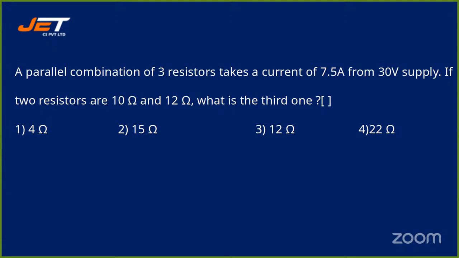So a parallel combination of 3 resistors takes a current of 7.5 amperes from 30 volts supply. If 2 resistors are 10 ohms and 12 ohms, what is the third one?